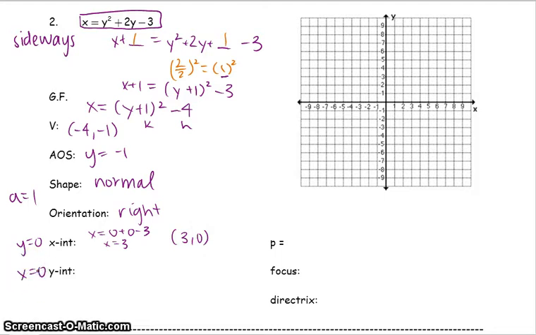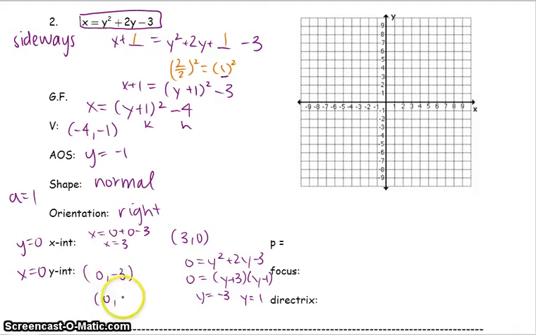Y-intercept is when our x equals 0. And we have a couple ways to do it. We can either look at our original equation, set 0 equal to y squared plus 2y minus 3, and notice that we can factor that to (y plus 3) and (y minus 1). So we would get our values of y equals -3 and y equals 1. Or we can set this 0 equal to our graphing form and solve that way. But either way you do it is fine. So you would get your values of (0, -3) and (0, 1).